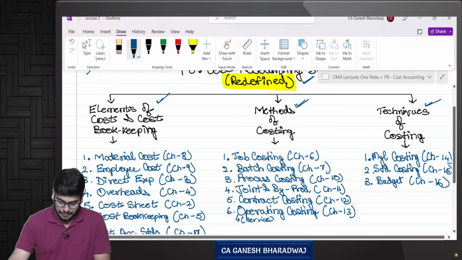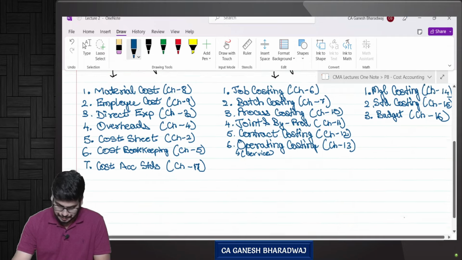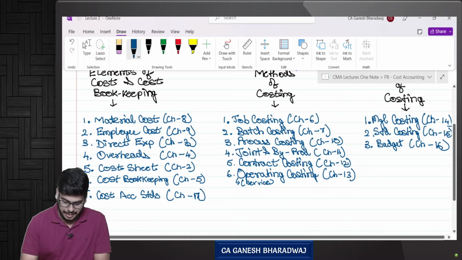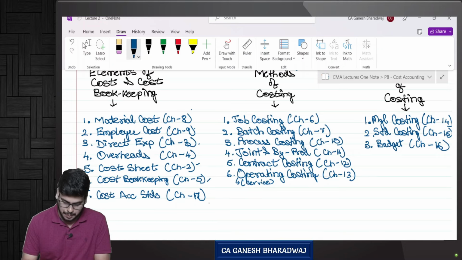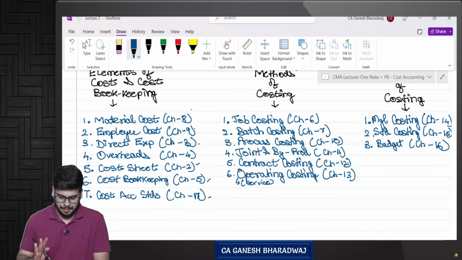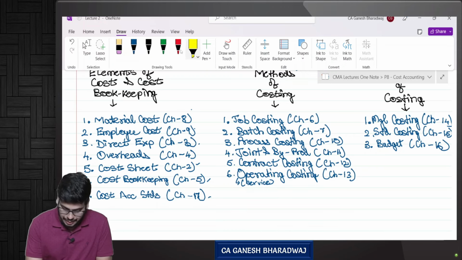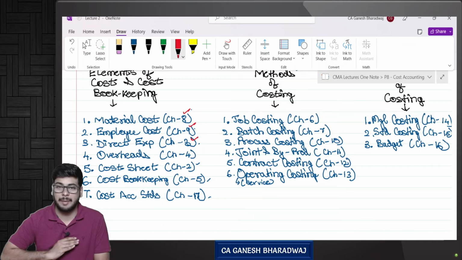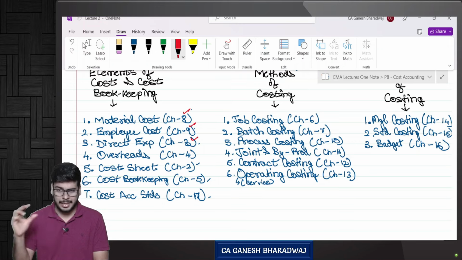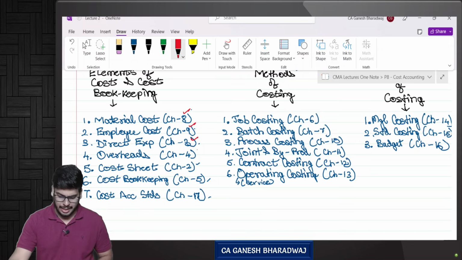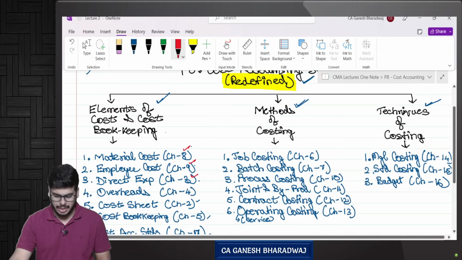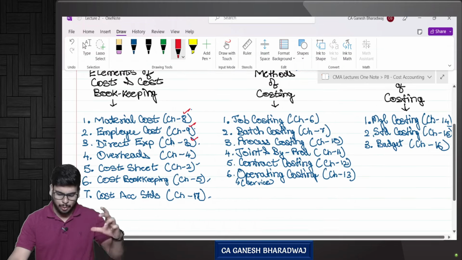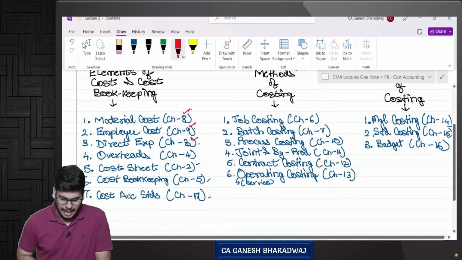Under the first category, elements of cost, the following chapters will be present: material cost, employee cost, direct expenses, overheads, cost sheet, cost bookkeeping, cost accounting. I have also given you the chapter reference, as per our handbook, so you can compare it directly. First you should understand what elements of cost and bookkeeping are. Why am I giving this categorization and putting these 7 chapters here? I will tell you this.